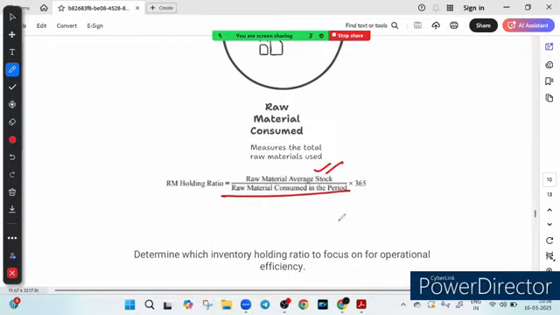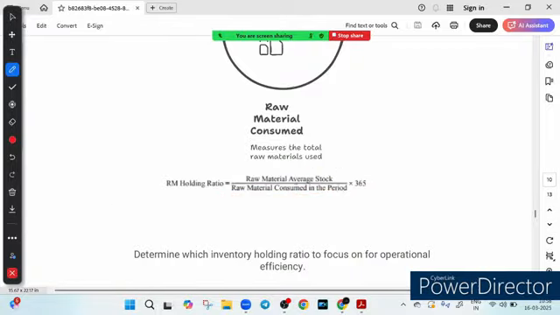So there is a fine balance between holding too much stock and holding too little. If we hold too much stock, what will happen? Cost will be higher. And if we hold too little, production will get delayed, right? So the balance between holding too much stock and too little is the key to business efficiency. Optimizing this raw material holding ratio ensures cost control, steady production and efficient operation.